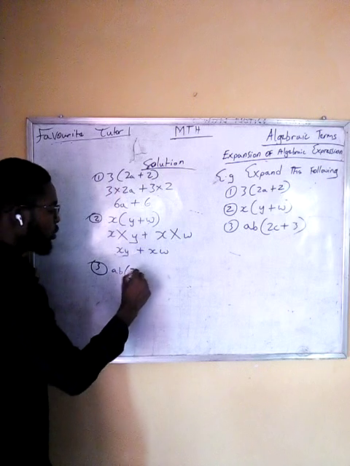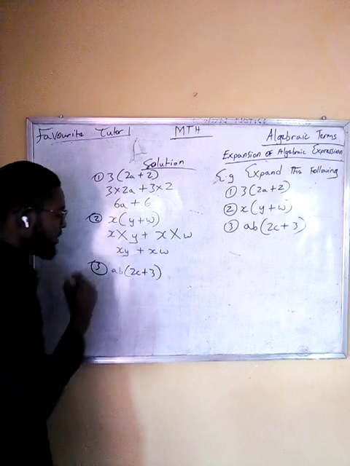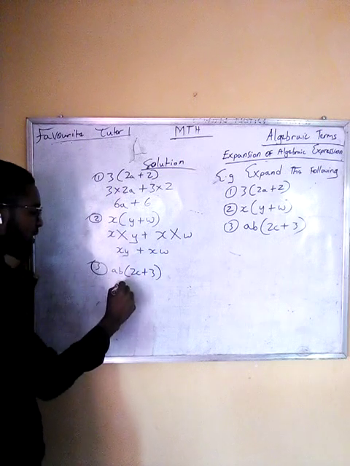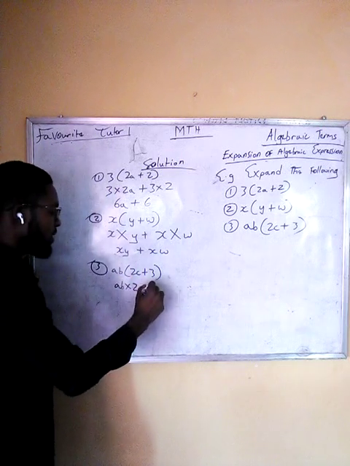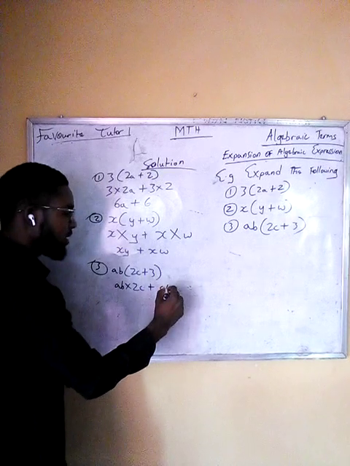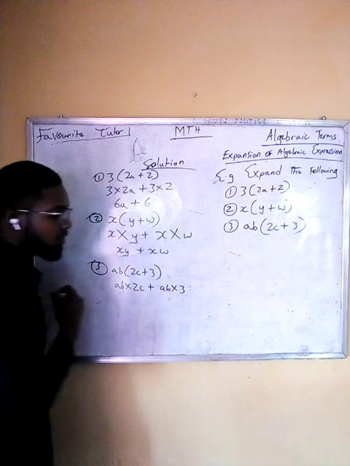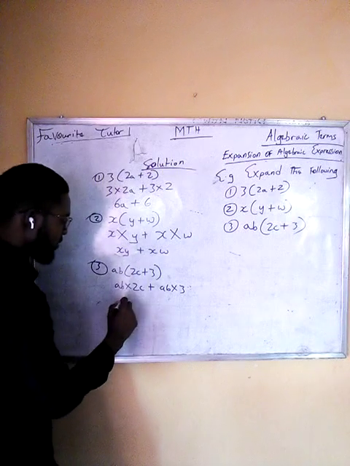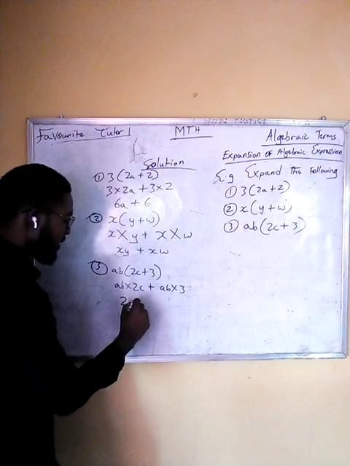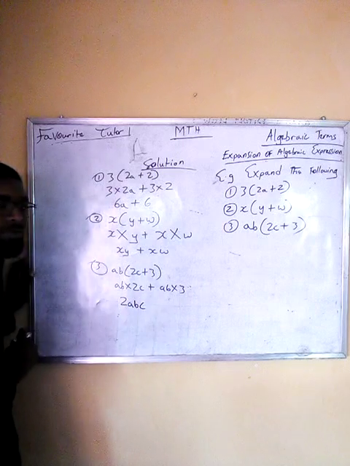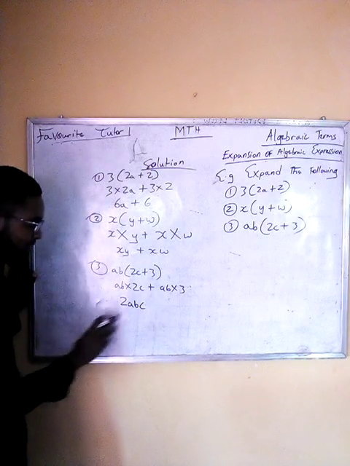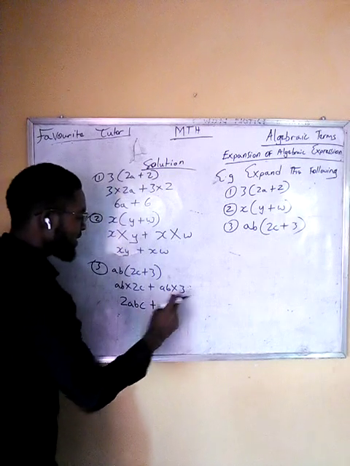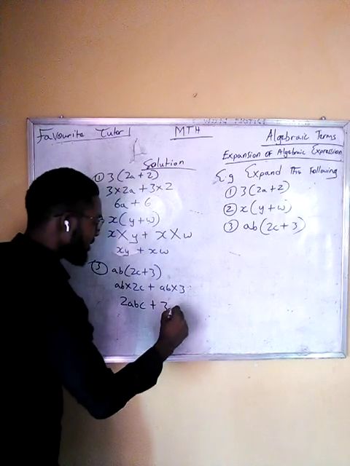Number 3. ab bracket 2c plus what? 3. So therefore ab is going to multiply what is in the bracket. ab times 2c plus ab times 3. ab times 2c is what? 2abc. We arrange it alphabetically. So therefore, plus ab times 3 is what?